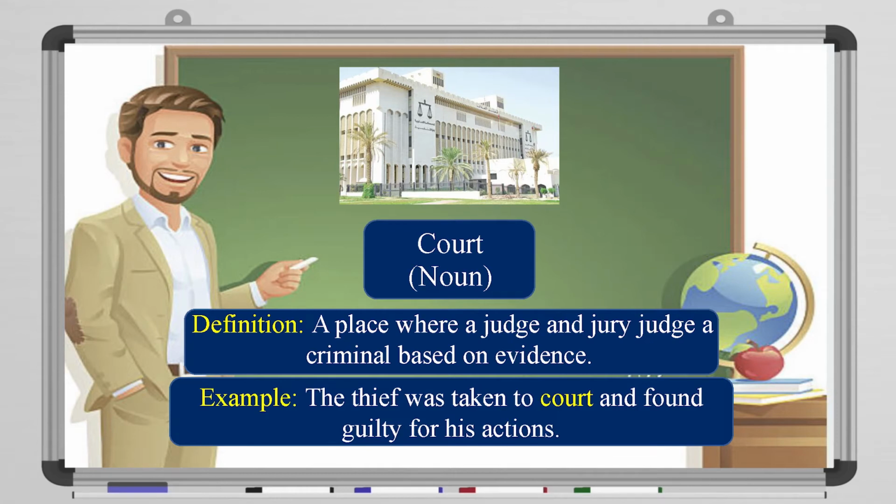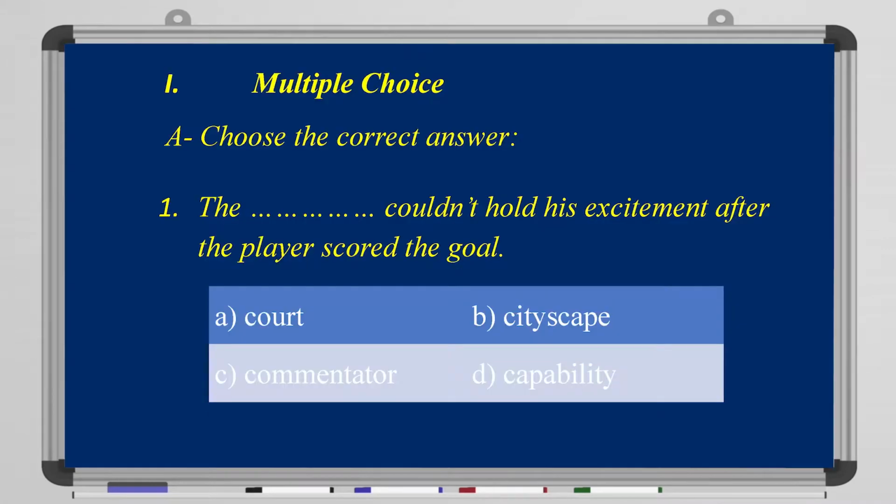So let's look at the example. The thief was taken to court and found guilty for his actions. So where did they take him? Did they take him to school? No, they took him to court. Okay? Excellent. Well, now let's look at a few multiple choice questions. Let's see if you can get these right.